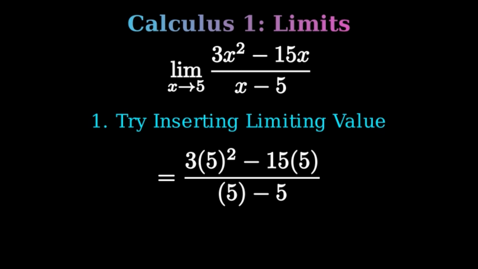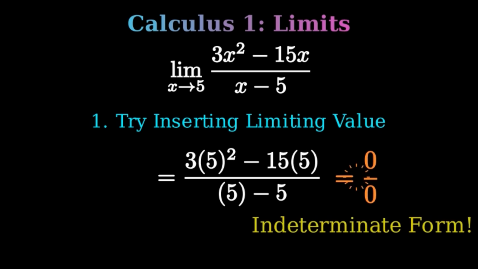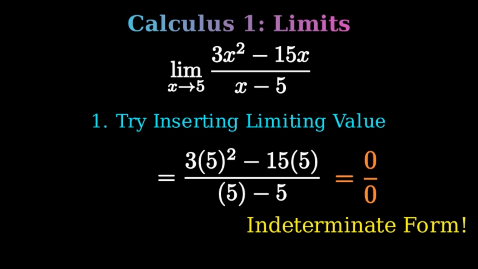Well, if we do that, well, 5 squared is 25. 25 times 3 is 75. Minus 15 times 5, which is 75, over 5 minus 5, we get 0 over 0. So this is the indeterminate form, and this is not going to fly. Okay, so after that happens, what you typically want to try to do is some kind of algebra manipulation.